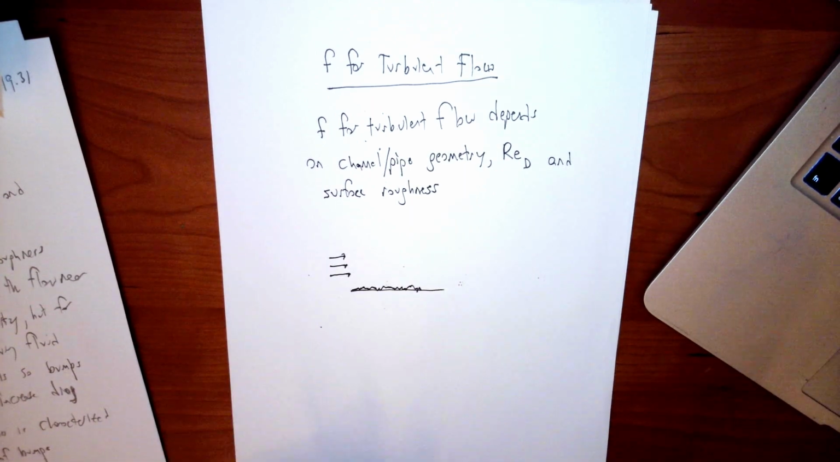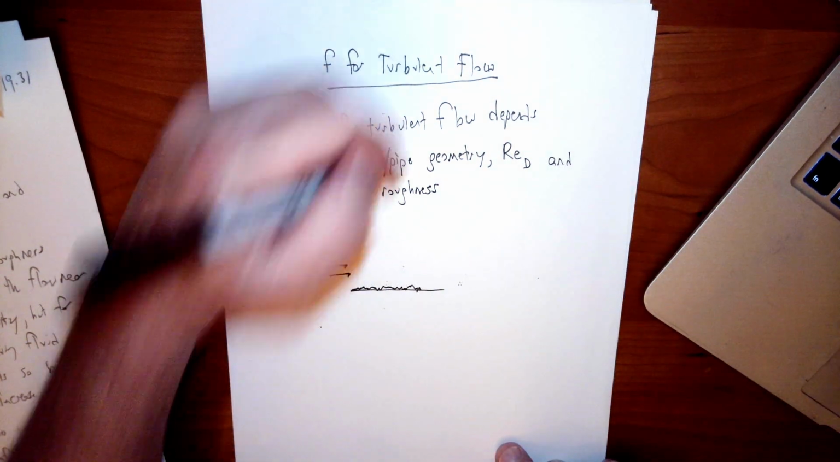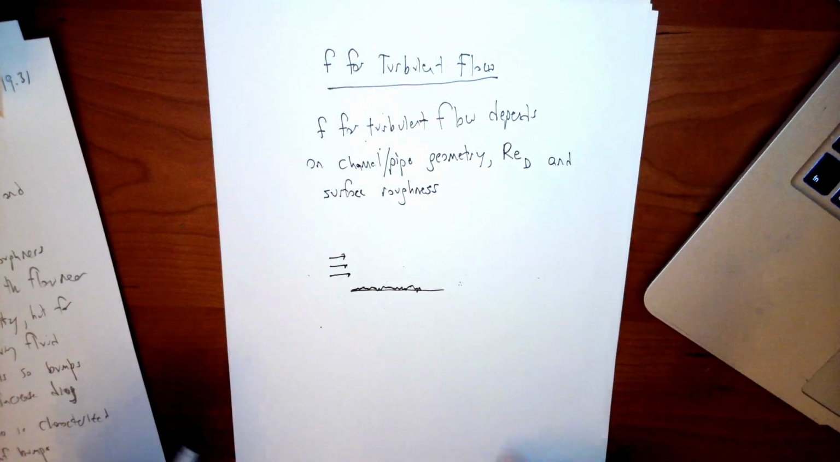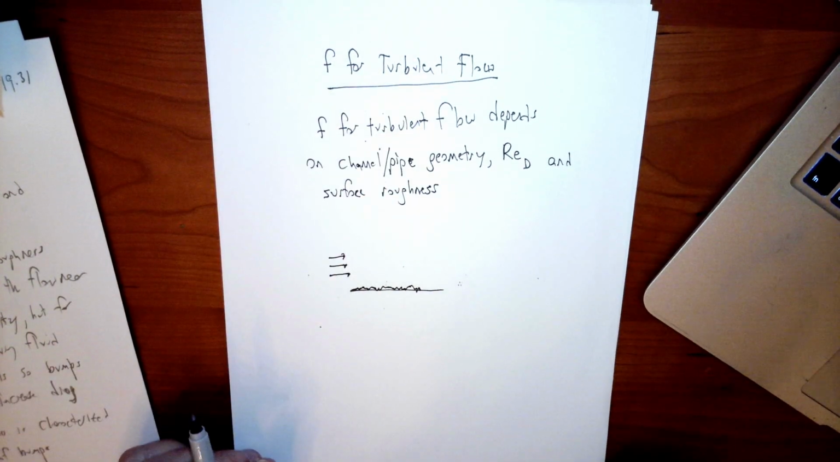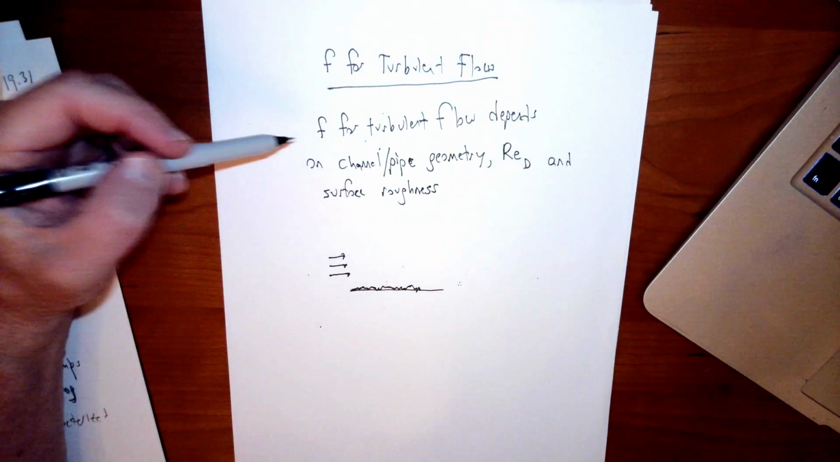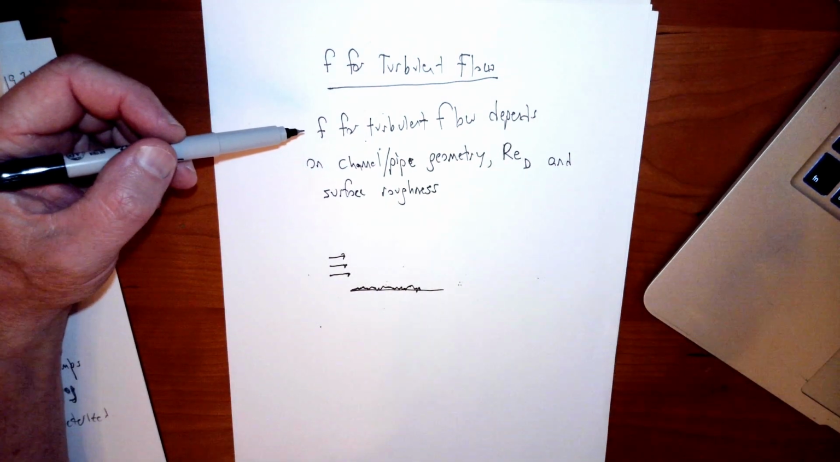So we were able to calculate the friction factor for laminar flow, but for turbulent flow, we're not going to be able to do it that simply. We're going to have to rely on basically empirical relationships, that is, relationships that are based on experimental study. What they find when they look at the friction factor for turbulent flow is that it depends on three things.